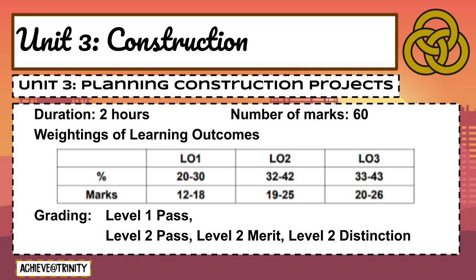The learning outcomes again in this examination do not all have equal weighting. Learning Outcome 3, which focuses on sequencing, processing and being able to plan projects accurately, carries the most weighting and will make up 20 to 26 marks of the examination. This covers 33 to 43% of the actual paper. As with Unit 1, the grading for this paper ranges from Level 1 pass through to a Level 2 distinction.